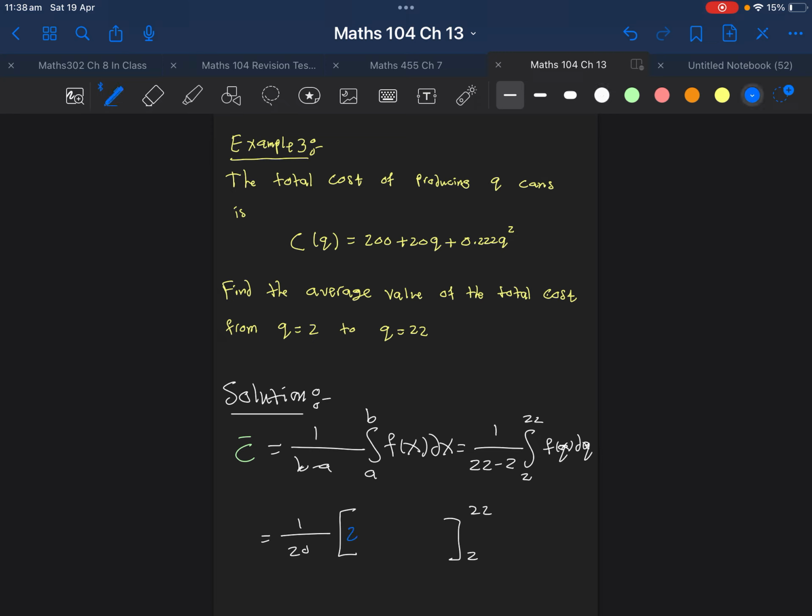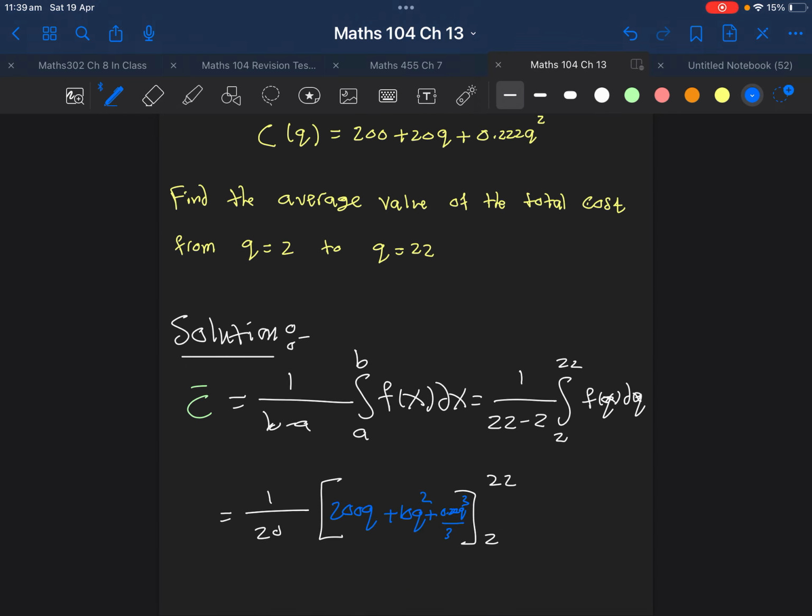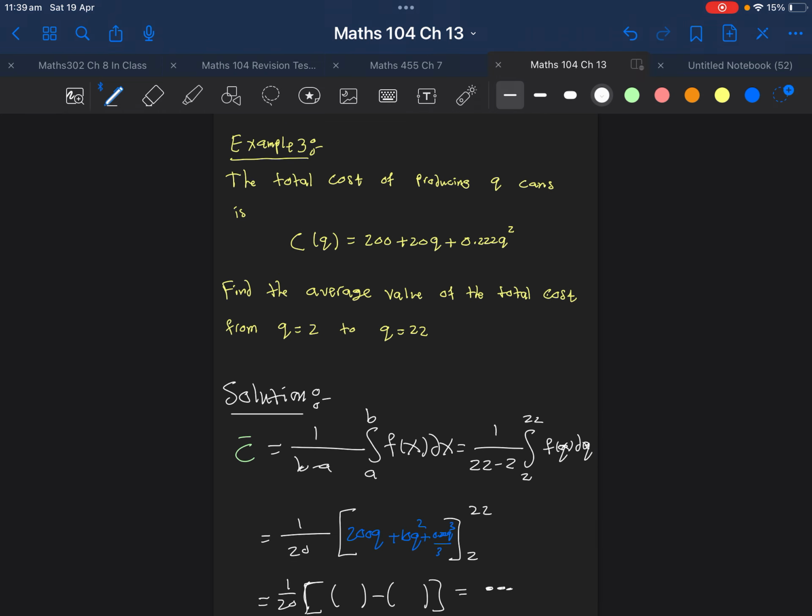Well, the integral of 200 will be just 200Q. The integral of Q will be Q squared over 2, so it will be 10Q squared. And finally, it will be 0.222Q cubed over 3. Now, all you need to do is substitute 22, and then you need to substitute 2 to get the final answer.